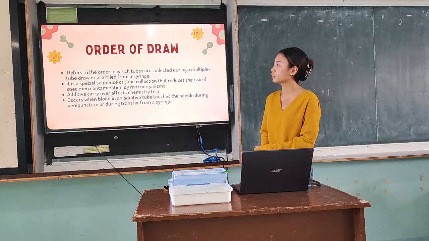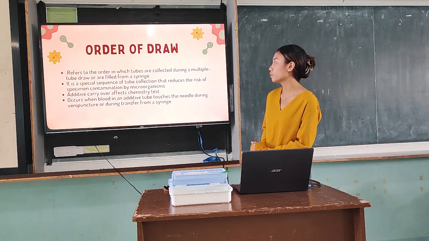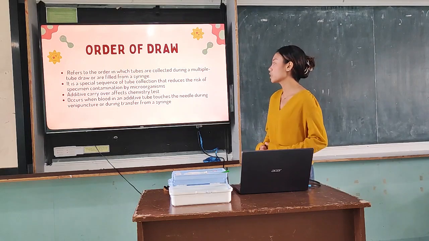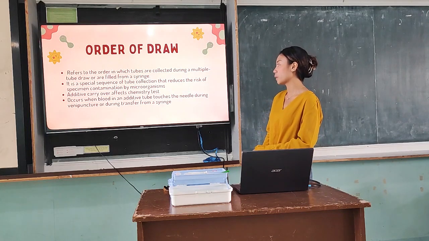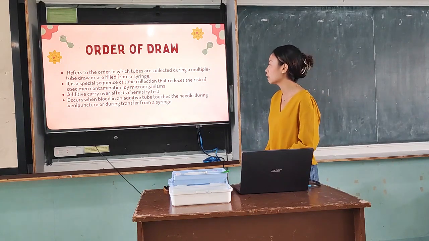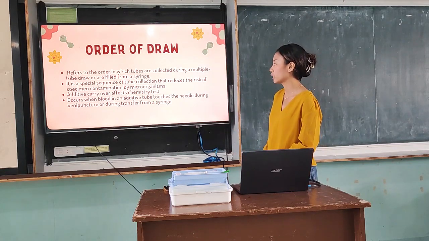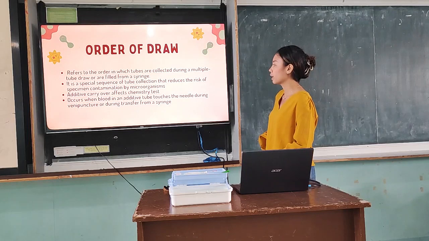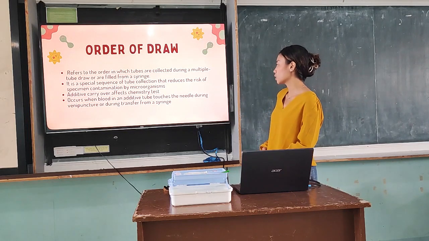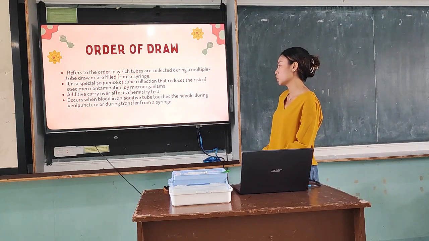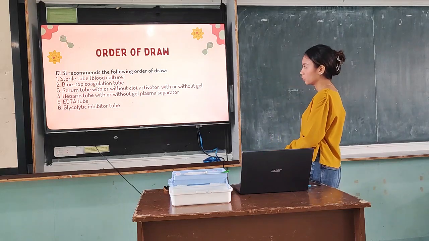So, the order of draw refers to the order in which tubes are collected during a multiple tube draw or are filled from a syringe. It is a special sequence of tube collection that reduces the risk of specimen contamination by microorganisms. Just like what I said kanina, it is to reduce the risk of specimen contamination by microorganisms. Additive carryover affects chemistry tests and occurs when blood in an additive tube touches the needle during manufacture or during transfer from a syringe. So we have here the order of draw.